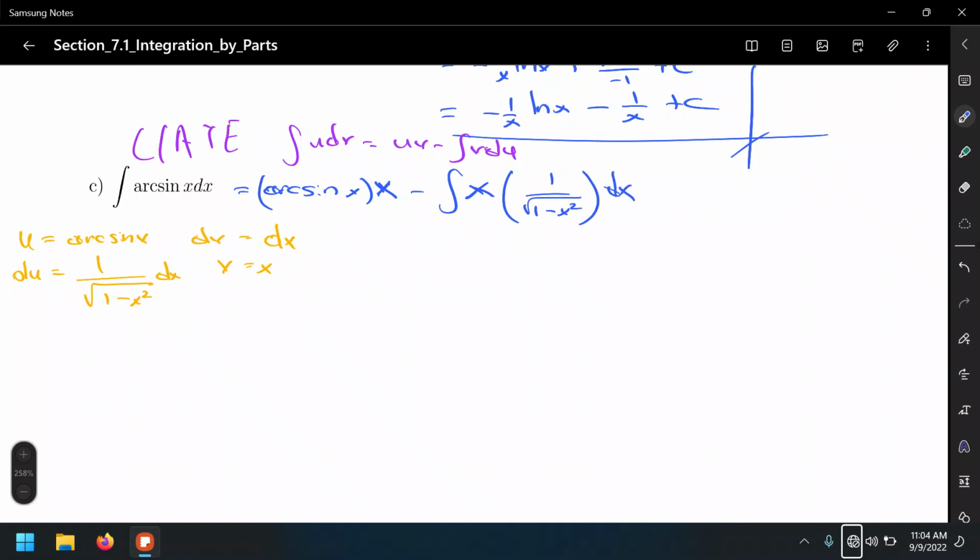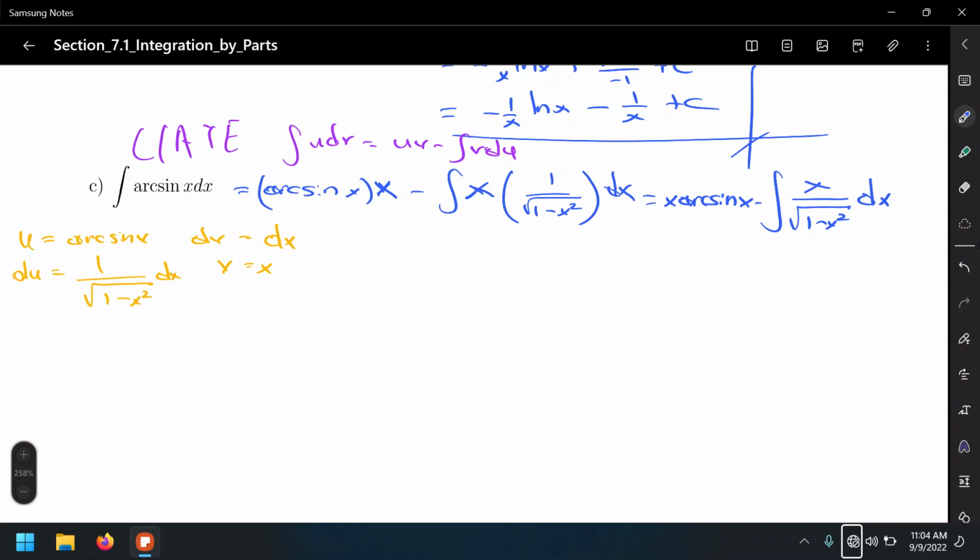Let's clean up all the parentheses and all that. Number one, let me write this x in front of the arcsine, and at the same time get rid of these parentheses. So this will be x arcsine x minus the integral of x over the square root of 1 minus x squared dx. Okay? Well, the first term we're done. We don't have to do anything about it, so that's fine.